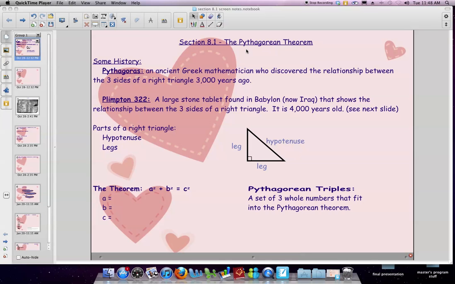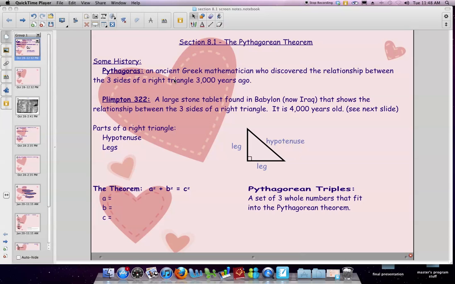This lesson is on section 8.1, the Pythagorean theorem. This should be a review as the Pythagorean theorem has been taught in many grades coming up till now because it deals with right triangles and it helps you to find the lengths of the sides of the right triangles. But a little bit of history to help us remember.